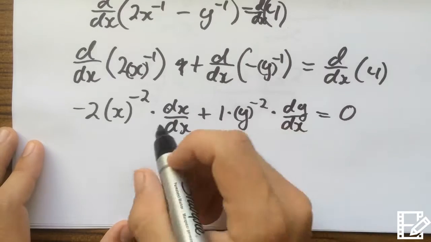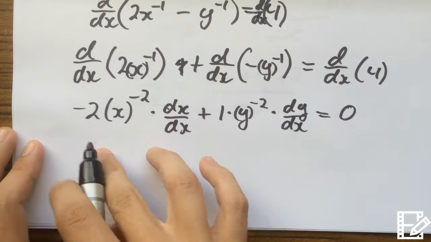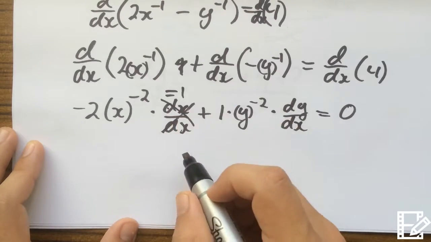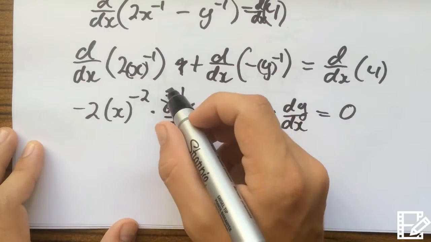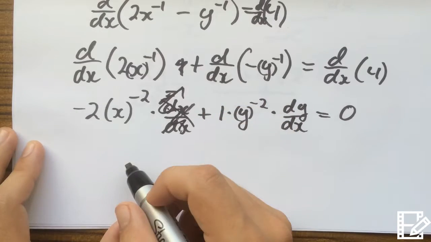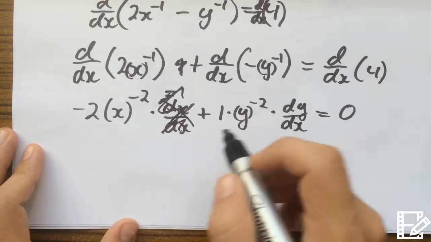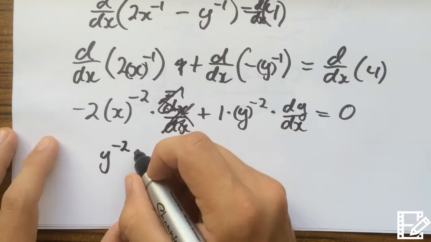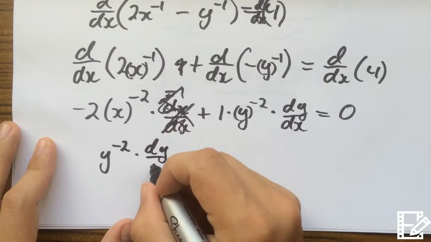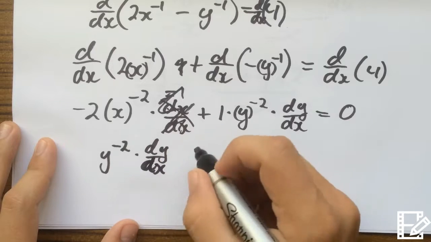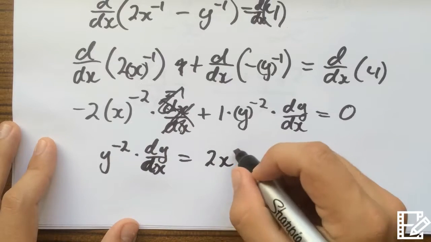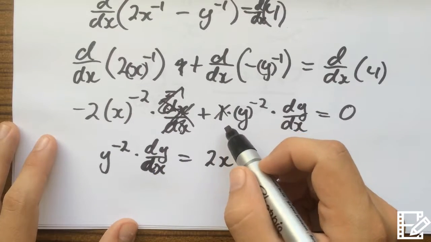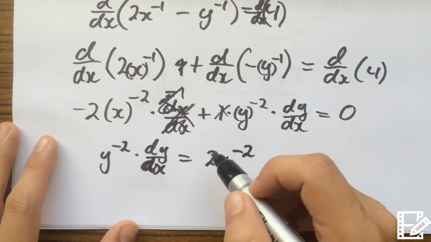Okay. So this, we're going to bring onto the other side. Just keep in mind, we don't have to write this because that equals 1. So 1 times whatever, we're just going to cancel this out. So we're going to bring this over the other side and make it positive. So we'll have y to the power of negative 2 multiplied by dy/dx equals 2x to the power of negative 2. Keep in mind, I got rid of this 1 as well, because 1 times that is that. Okay?